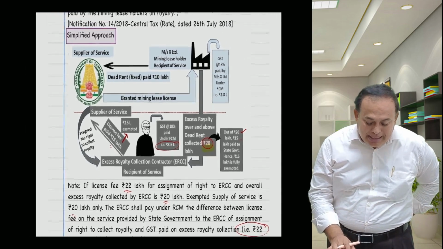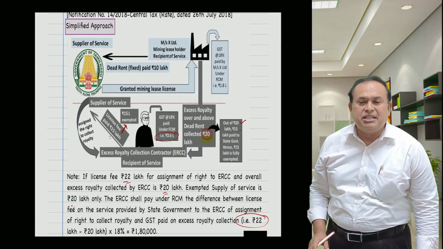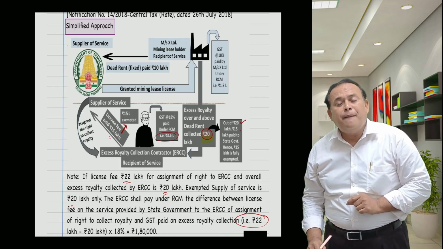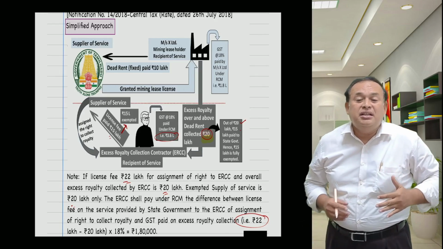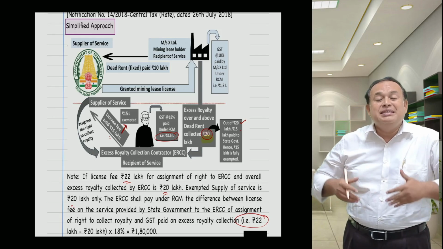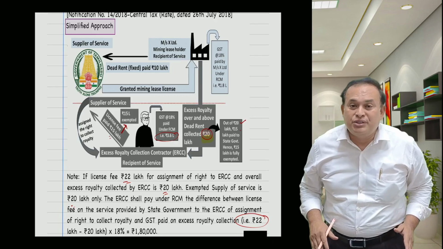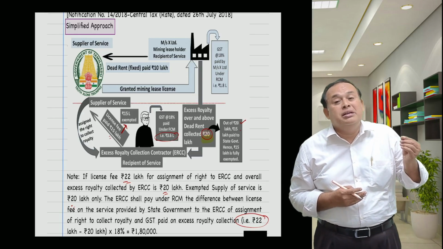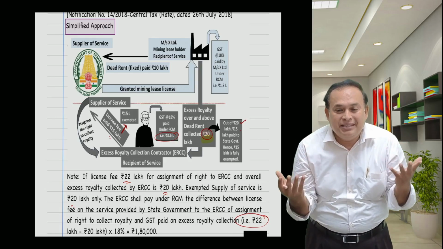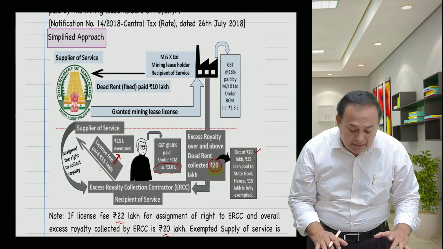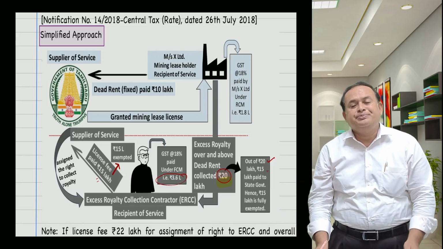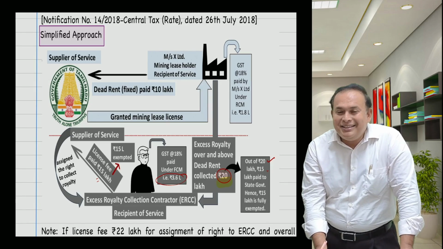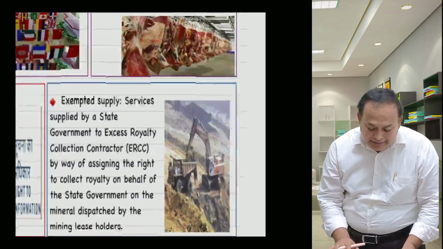So what is exempted under the GST is this: the excess royalty collection contractor collected the excess royalty from the license holder, the lease holder, the O&M rent. Since he is going to pay the GST on excess royalty collection under forward charge, if that excess royalty is more than the license fee paid to the state government, the entire license fee is exempted. The best example, 20 lakhs collected by ERCC, license fee paid only 15 lakhs. That entire 15 lakhs is exempted. So much is there in the simplified example given.